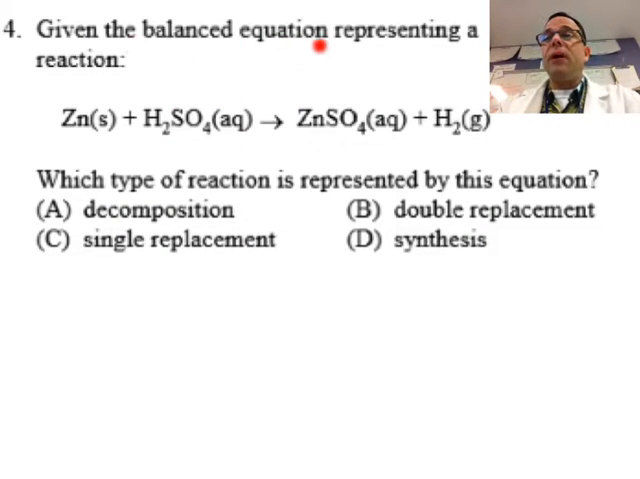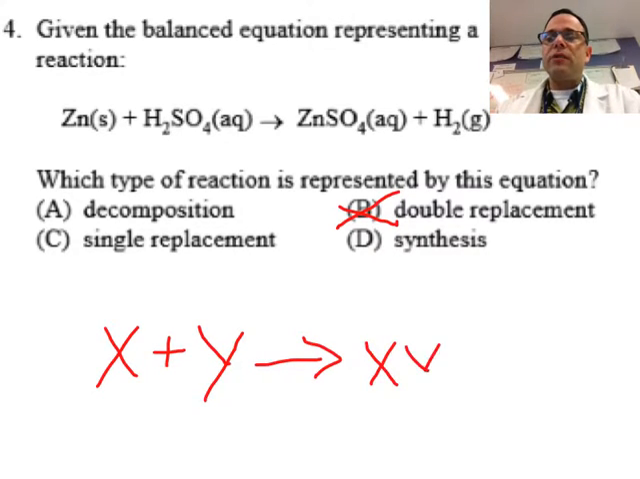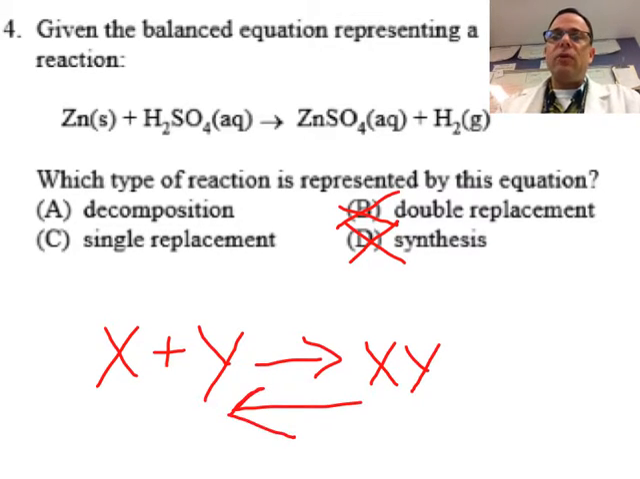Number 4, given the balanced equation representing a reaction, we have zinc, that's a solid, combining with H2SO4, which is, when aqueous, that's sulfuric acid, yielding zinc sulfate and hydrogen gas. Which type of reaction is represented here? Now, I do notice that neither of the two products is a solid, so right off the bat I know it's not a double replacement. And a synthesis would have to be when we have 2 separate substances like this, yielding 1 substance, so it is not synthesis. A decomposition would be the opposite of that, so it is not a decomposition.